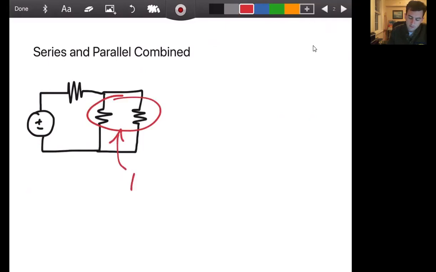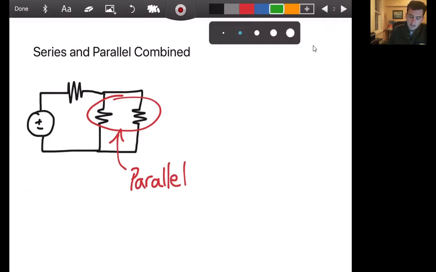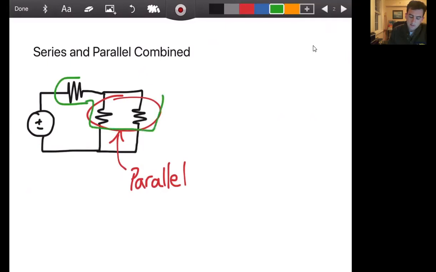These two resistors are in parallel with one another, and this resistor is in series with the combined two in parallel. More on that later.